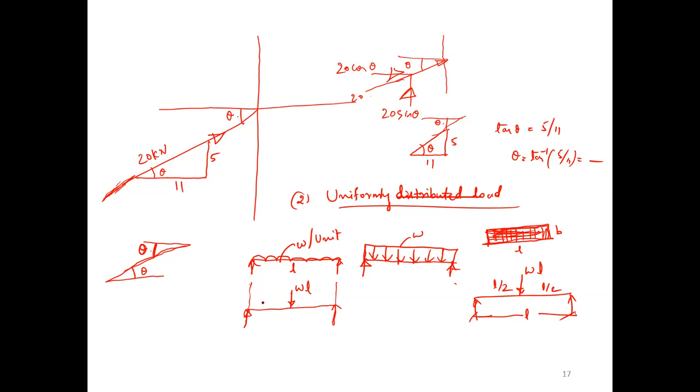and its centroid. The centroid of the rectangle is L by 2. Any doubts? For UDL, we are converting UDL into point load using W into L, which acts at L by 2. That is uniformly distributed load.